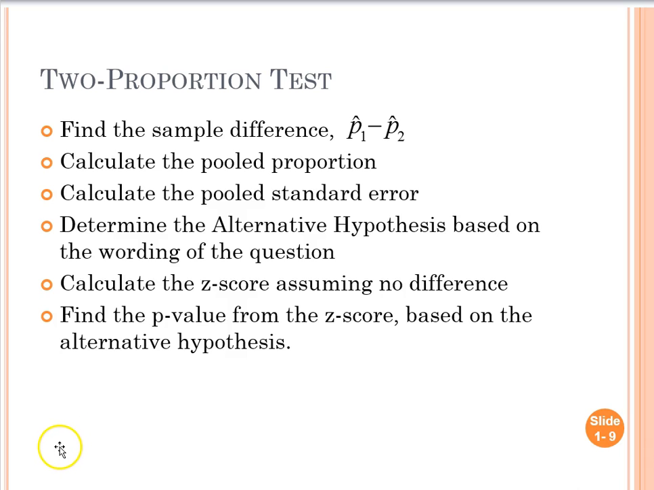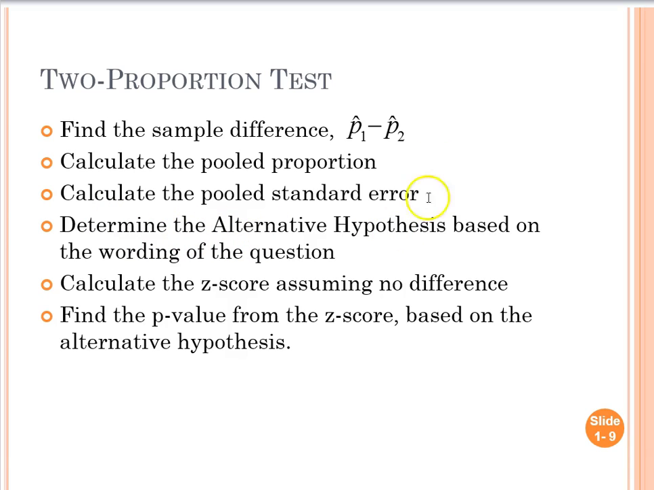So these are the basic steps that I took in calculating this and performing this two-proportion test. The first is to find and calculate the sample difference. So you need to figure out what your sample is, the sample for group 1 and the sample for group 2. They may be different sample sizes. It's important then to calculate that pooled proportion because you're going to use that pooled proportion to calculate the pooled standard error. Once you've done that, you can determine the alternative hypothesis.